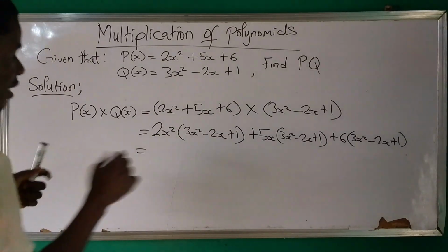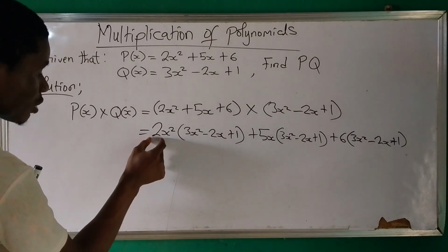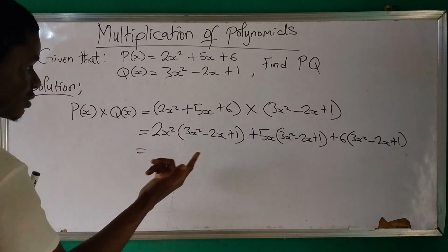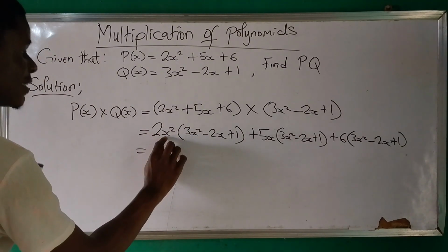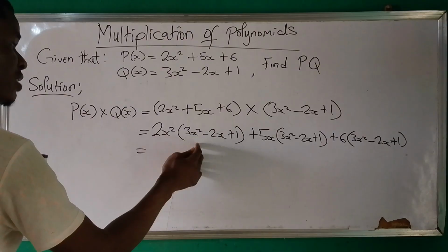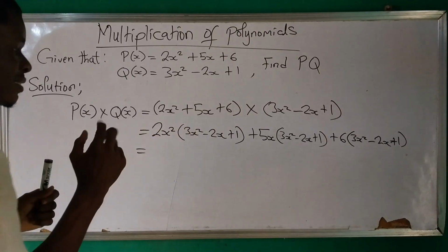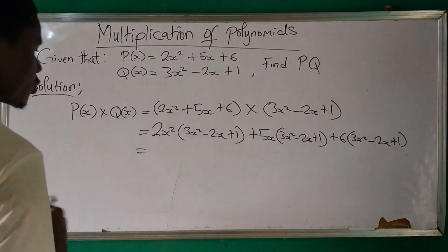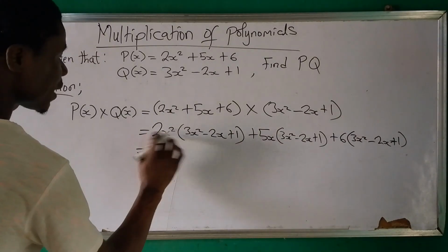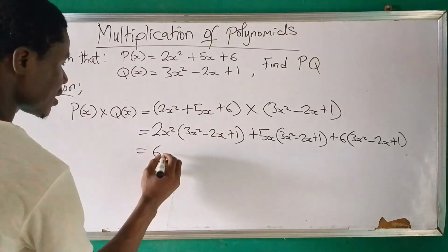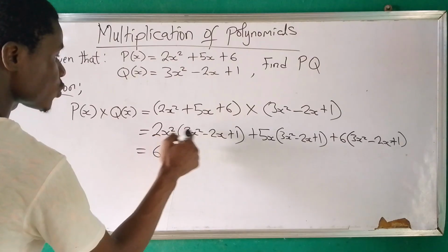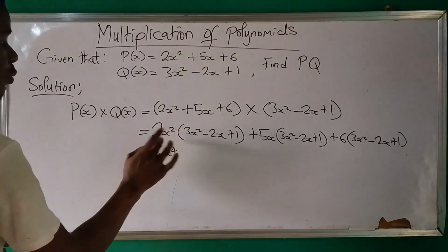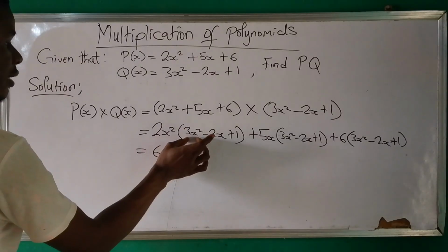This is how you do it. 2, that is the coefficient of x squared. We multiply it by the coefficient of x squared here, which is 3, to give you 6. Then for the variable x, all you have to do is to add the powers. When you are multiplying, you add powers, and when you are dividing, you subtract powers. So if we multiply 2 and 3, we would have 6x. And if we add 2 and 2, we would have 4. This is the result for multiplying 2x squared and 3x squared.